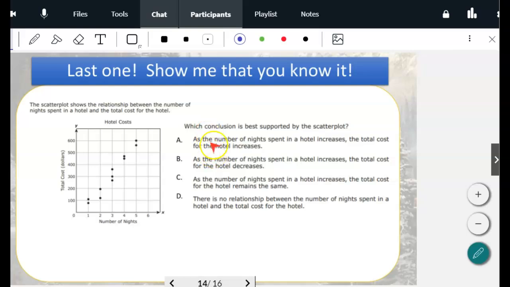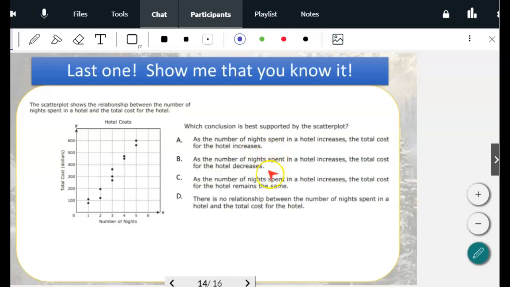Okay, last one. The scatter plot shows the relationship between the number of nights spent in a hotel and the total cost. So of course, as the number of nights increases, the cost increases. Which conclusion is best supported by the scatter plot? Is it A, as the number of nights spent in a hotel increases, the total cost for the hotel increases? Yes. What is wrong with the other ones?